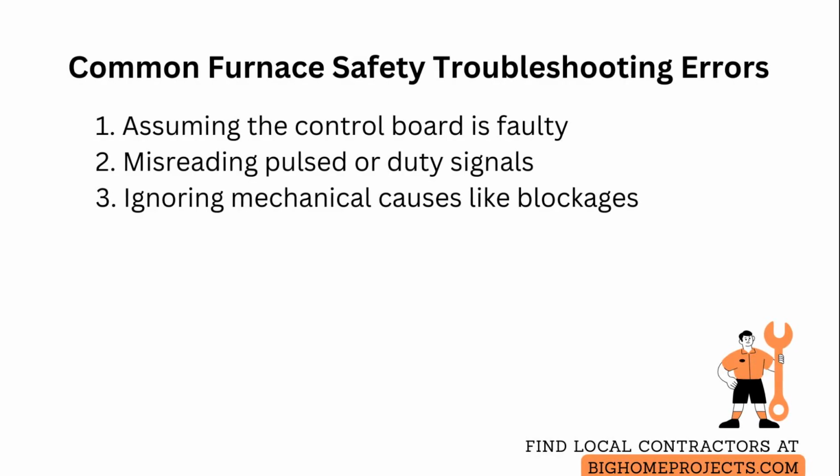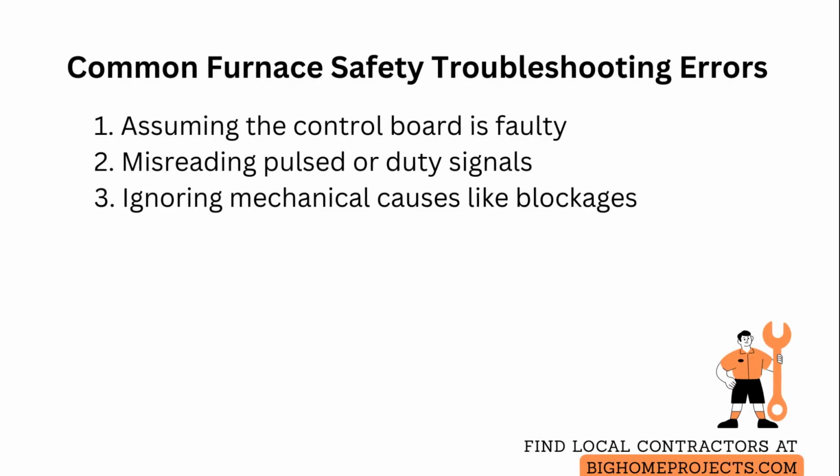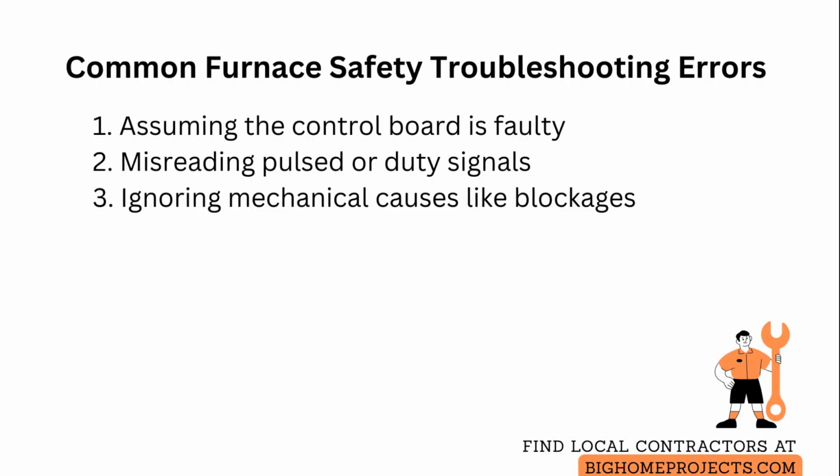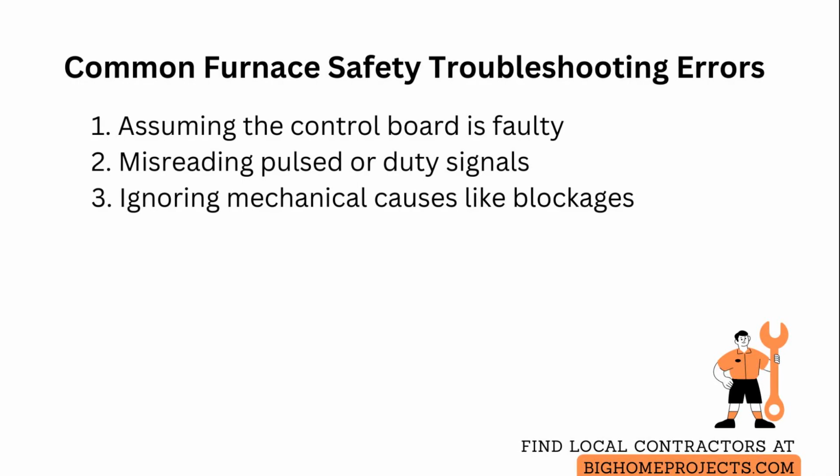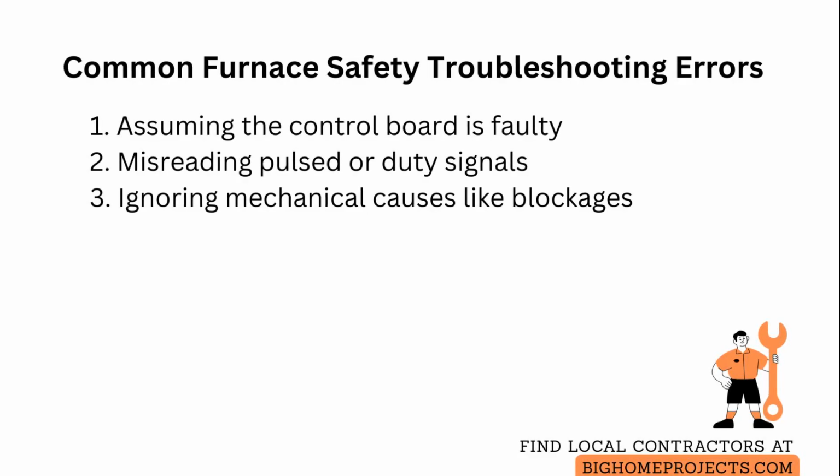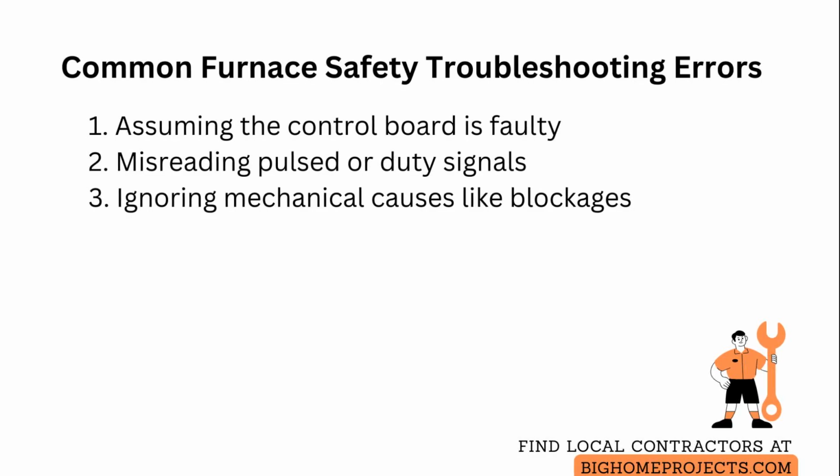For pulse signals, use a meter with a duty cycle function or use a steady reference test by checking continuity with power removed so you are not misled by intermittent polling. If you forget mechanical causes such as clogged condensate lines or blocked vents, check and clear those first because they will repeatedly trip safety switches even after electrical repairs.